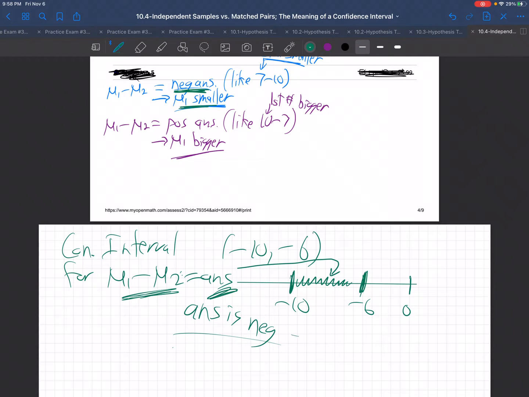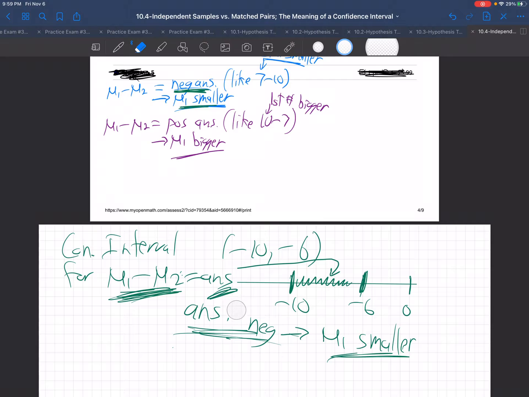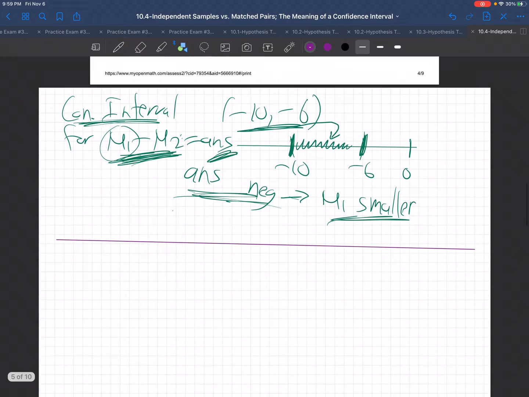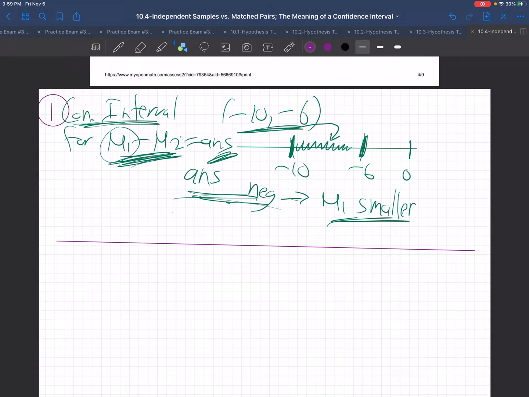So that would mean mu1 is smaller, right? If you subtract two things and the answer comes out negative, that means the first number was smaller. That's how you get a negative answer. How do we know it's negative? Well, because the confidence interval says the answer is between -10 and -6. So that's case 1. You tracking with me?